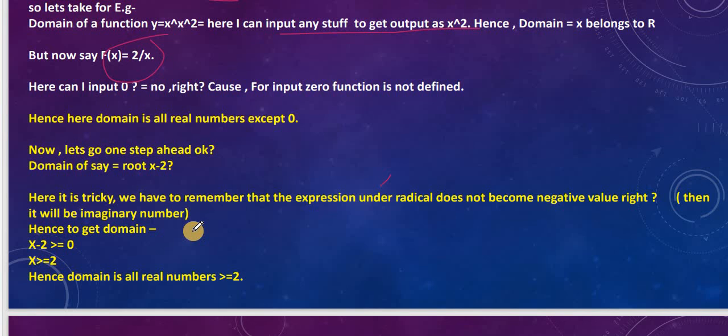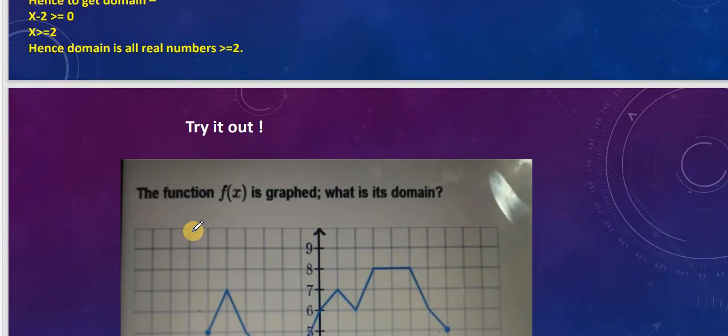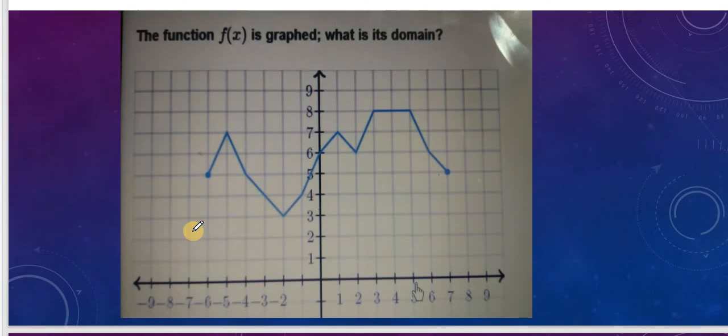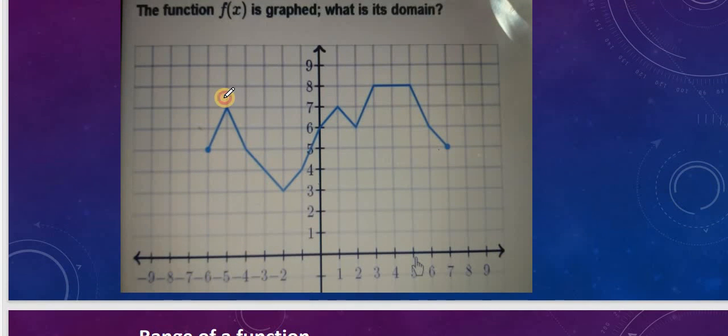Okay, so you can also try it out here. What is the domain of this function? See, this function is defined from minus 6 to 7, right? So all the valid inputs here are from minus 6 to 7.